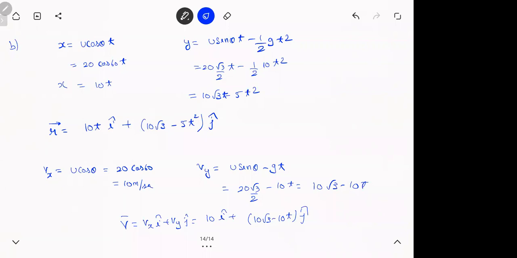Hope this was clear. Any particular doubt on B part, please do ask me, get it clear. Then look at the third question.